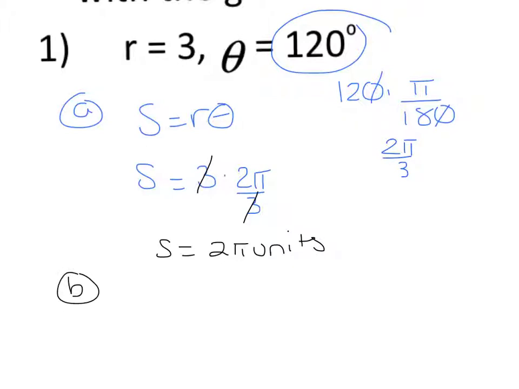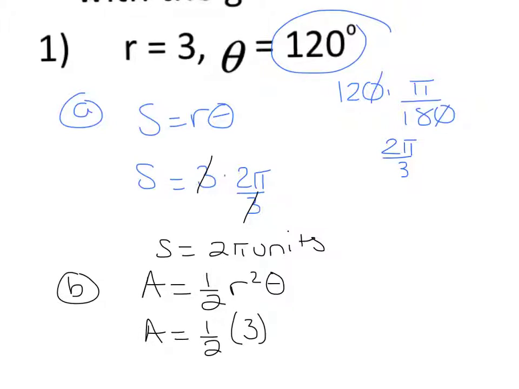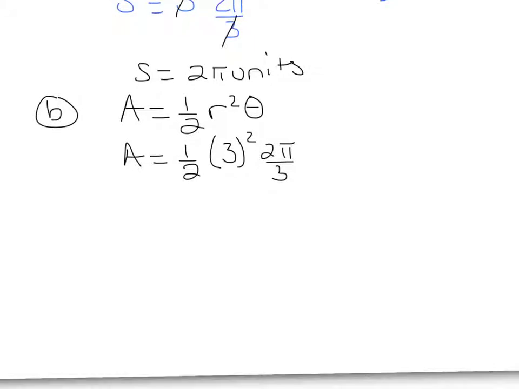For part B, we're looking for the area of the sector. Area equals half R squared theta. So here we're going to substitute half. R is 3 squared. Theta is 2 pi over 3. So let's go ahead and simplify that. So that becomes half times 9 times 2 pi over 3. And here I'm going to reduce. I'm not going to multiply across. So that goes in there 1 time. That goes in there 3 times. So your answer is 3 pi units squared, because we're talking about area.